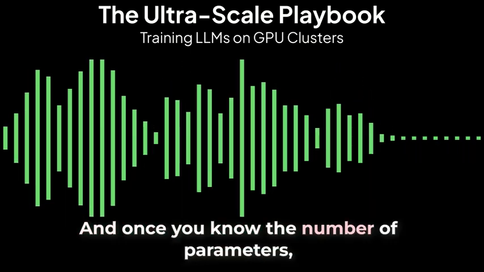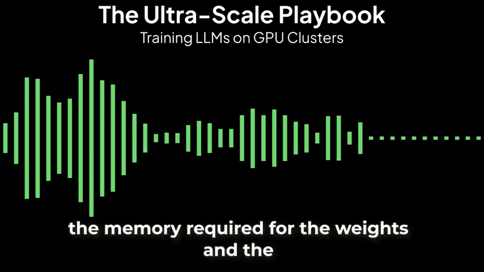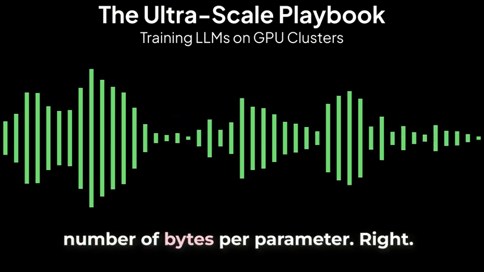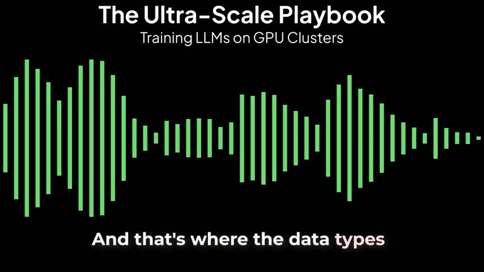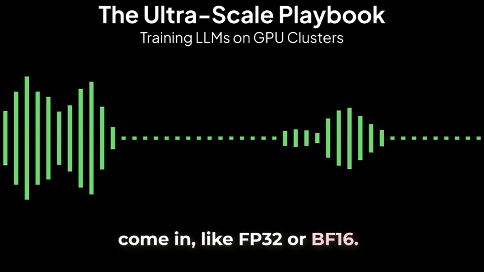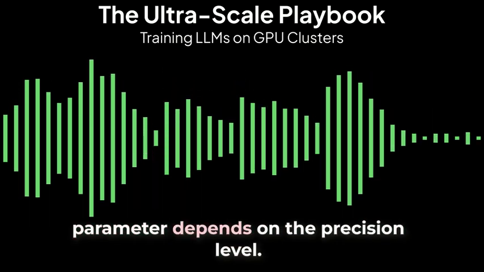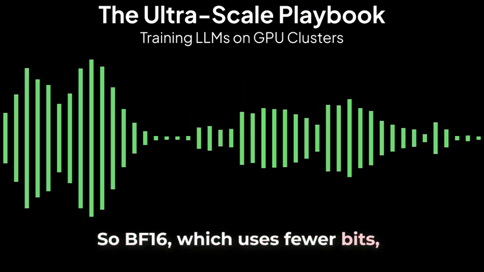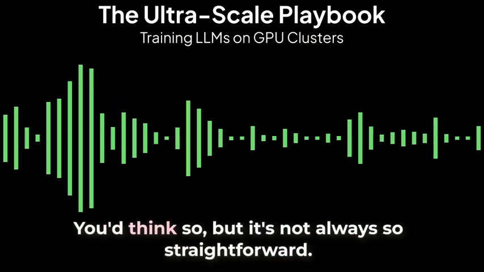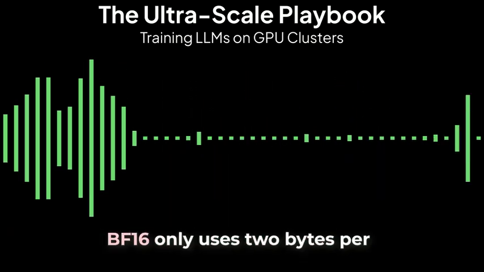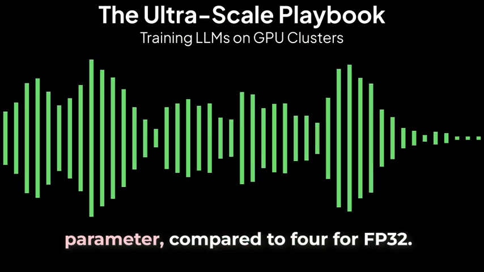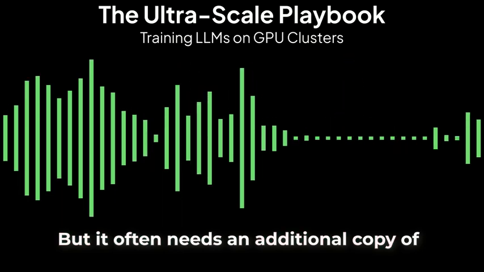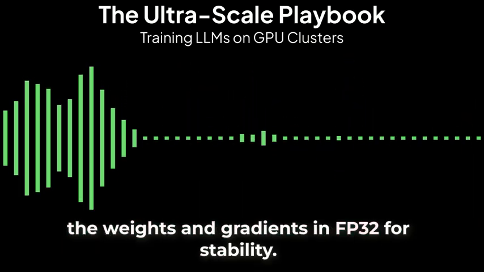Exactly. And once you know the number of parameters, the memory required for the weights and the gradients is simply that number multiplied by the number of bytes per parameter. Right, and that's where the data types come in, like FP32 or BF16. Right, because the size of each parameter depends on the precision level. So BF16, which uses fewer bits, would mean less memory usage, right? You'd think so, but it's not always so straightforward. BF16 only uses 2 bytes per parameter compared to 4 for FP32, but it often needs an additional copy of the weights and gradients in FP32 for stability.